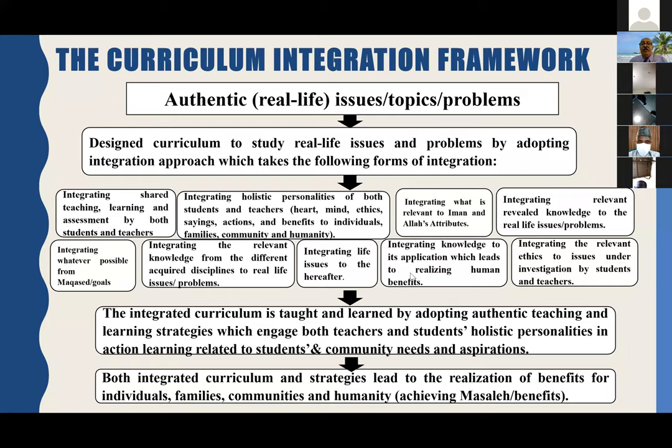Integrating knowledge to its application, which leads to realizing human benefit. So we also have to have a practical approach. Action learning is very important. Hands-on learning, experiential learning. So we have to have hands-on activities in our curriculum. Students should do something real in life. Integrating the relevant ethics, again, akhlaq, for both, not only for the student, for both the student and teacher.